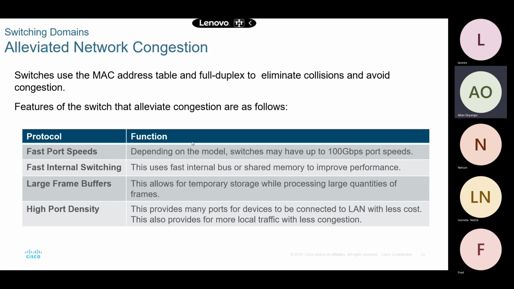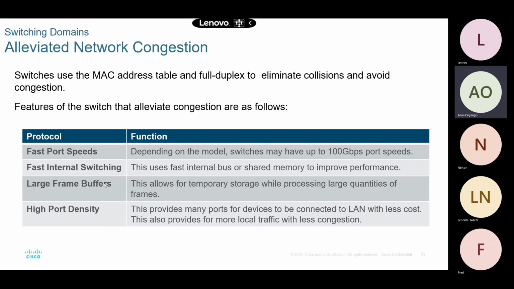How can we prevent these network congestions or slowness? One of the first things is, when you buy your switches, make sure that your switches have higher speeds. Fast port speeds will always prevent that congestion. Make sure you buy switches with faster switching, and this is going, of course, to improve the performance of the network. Switches with large buffers.